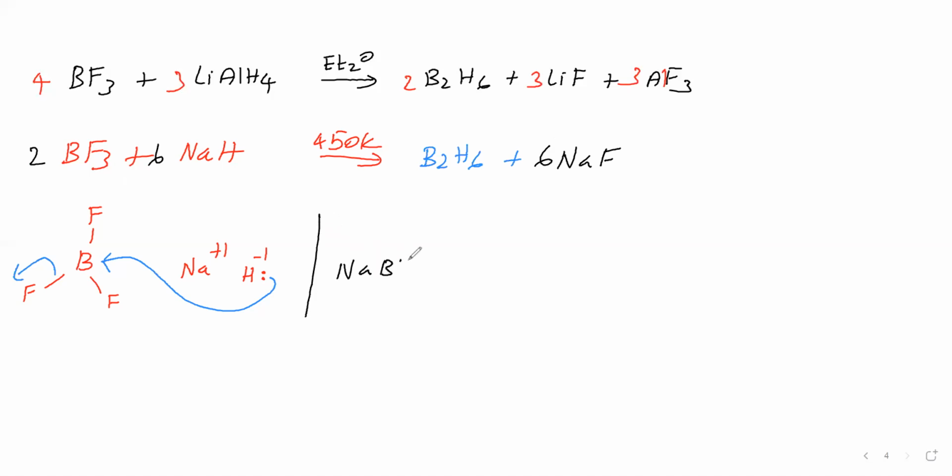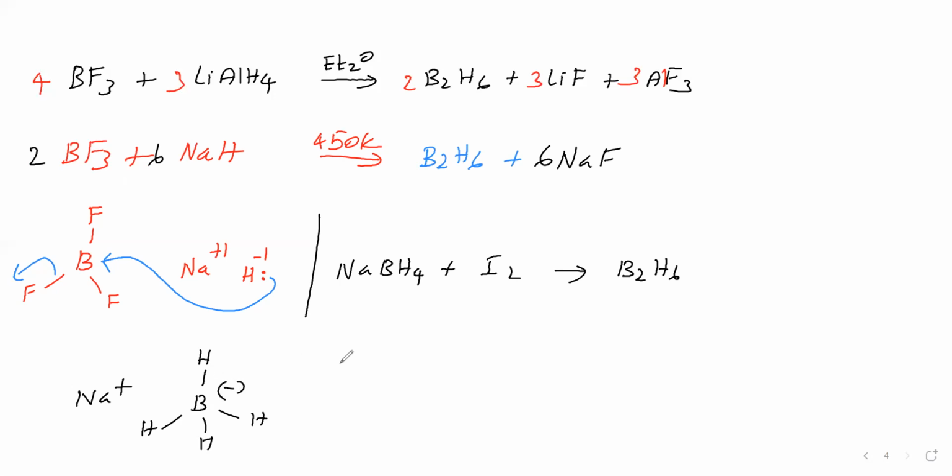Next reaction we will see: sodium borohydride, NaBH4, with iodine gives what we will see. Here we are getting diborane, B2H6. How, we will see. Sodium borohydride we can write as Na+ BH4-. BH4- we can write like this. Now I2, iodine, we will write like this.